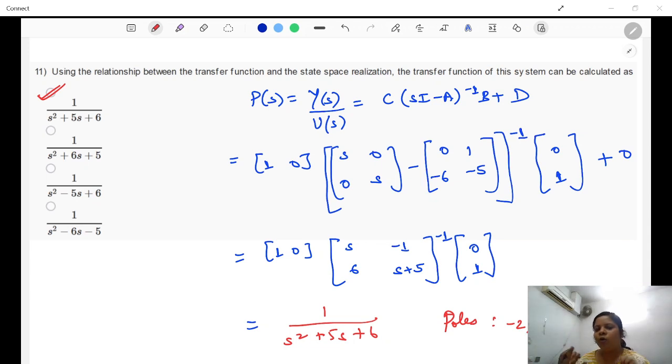So this is the way you go from Laplace domain to state space domain, and from state space to Laplace. So this is the way you're supposed to follow. You might always have questions of this sort, where you're supposed to find out how you go from one domain to the other and perform some calculation.